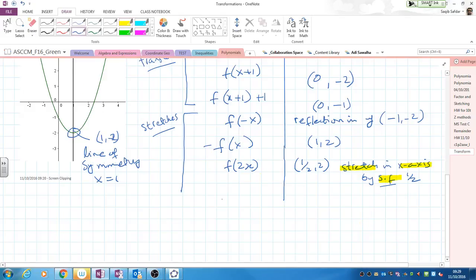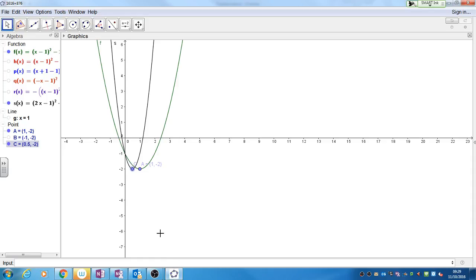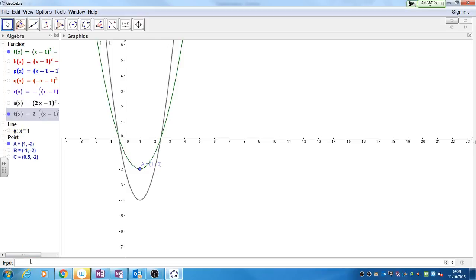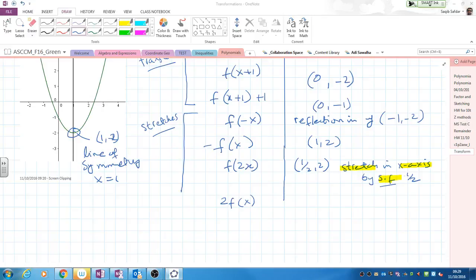Similarly, if I did 2f(x), that would be a stretch in which axis? Y-axis. So if I did 2f of x, and then what happens to the (1, -2) coordinate, Derek? The 1, -2 becomes? Uh, (1, -4), yeah? So the y coordinate gets multiplied. Okay, so we end up with (1, -4).